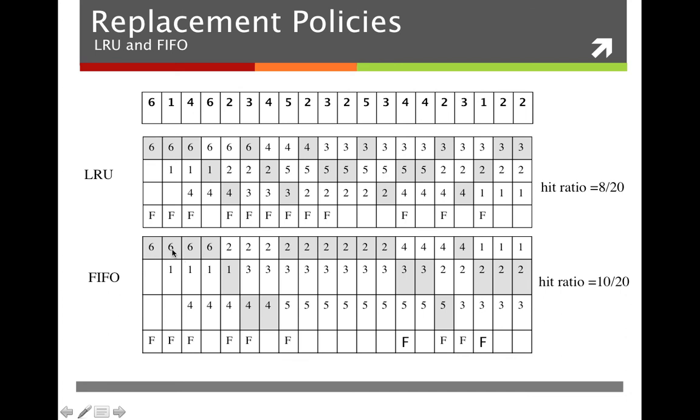So again, 6 is a fault because it was not there in the first place. And 6 and 1 comes in, it's a fault. 4 comes in, it's a fault. So we now have 6, 1, 4, no fault here, as it wasn't a fault here. 2 wants to come in, and we actually look back over here to see which one had come in first. It was 6 that had come in first. So 6 must actually go, and then instead of 6, we have to put 2 in.